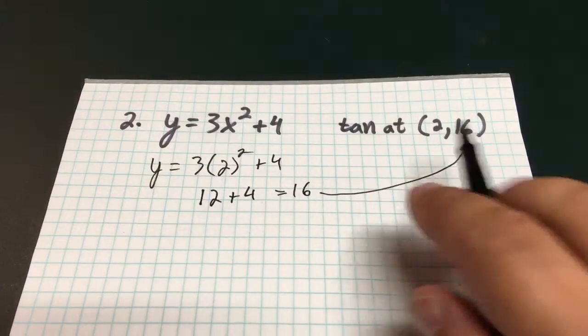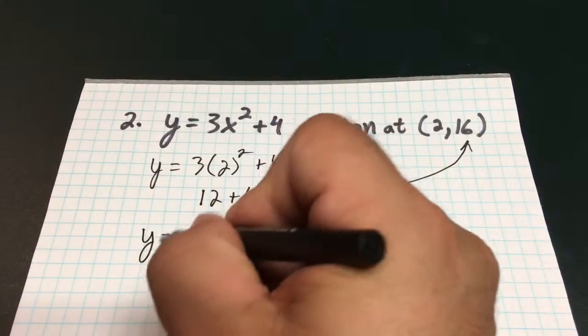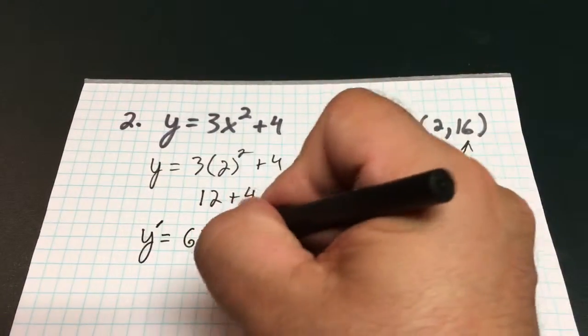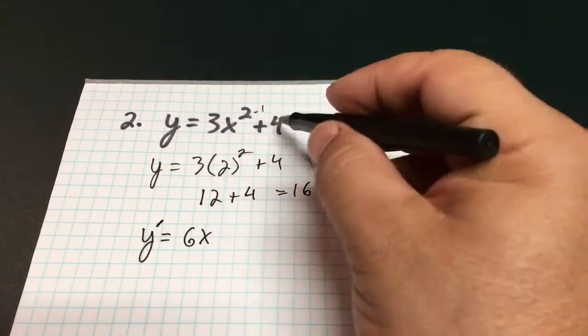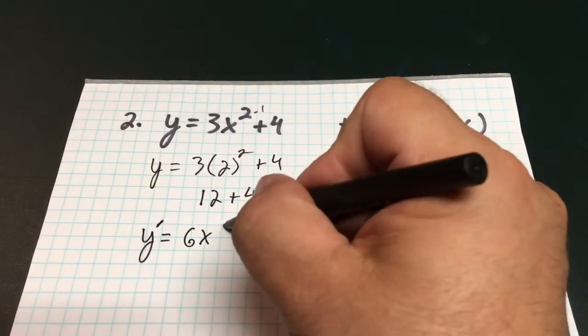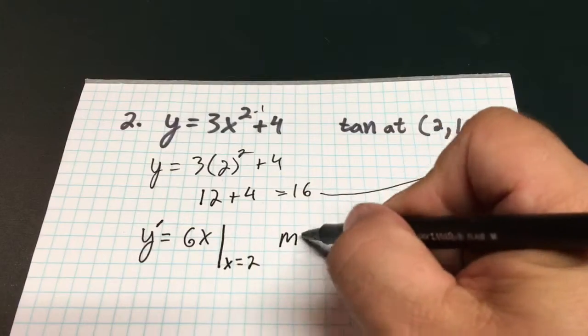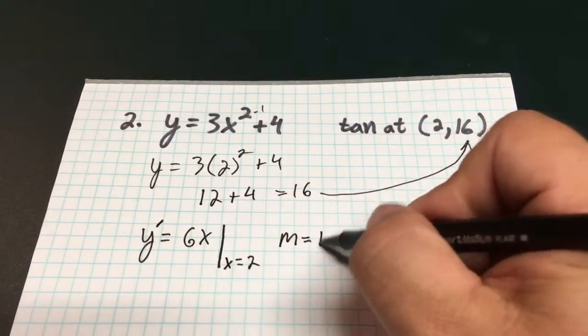Now I want to find the slope of the line at x equals 2. So what I do here is I take the derivative. The derivative is going to be 6x. Don't forget you subtract 1 from the exponent. The derivative of 4 is 0. And I'm going to evaluate that derivative at x equals 2, and that's going to give me a slope equals 6 times 2, or 12.